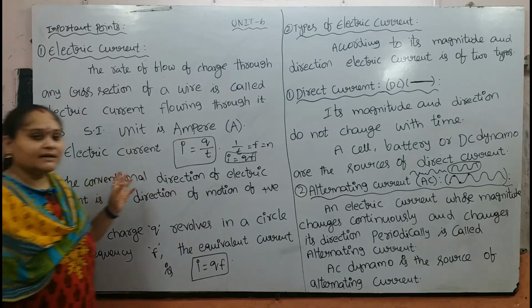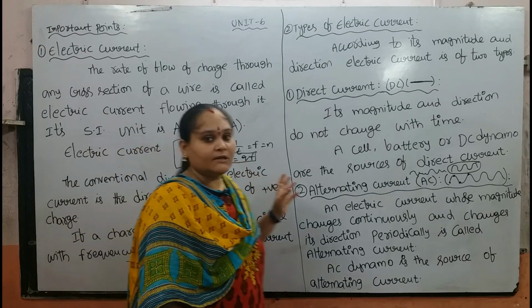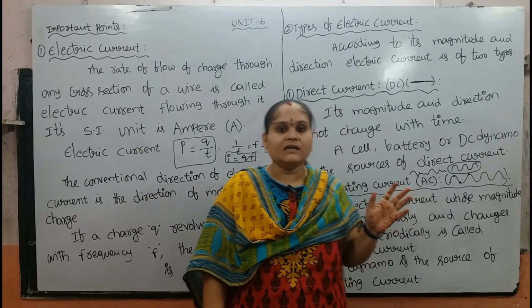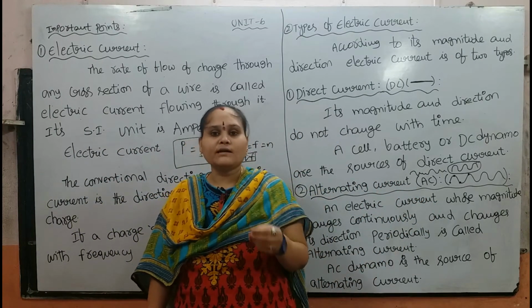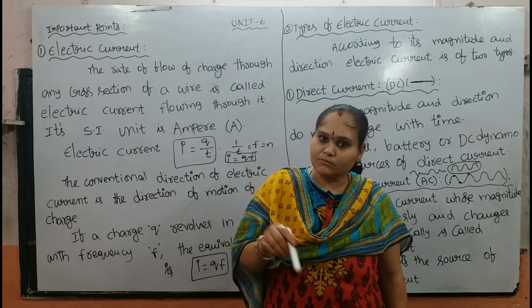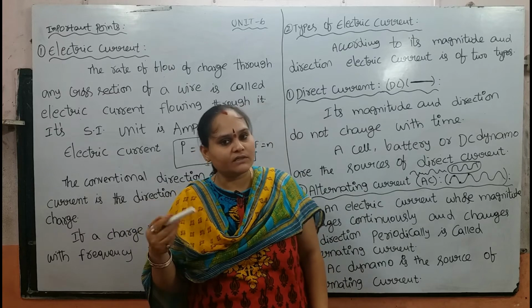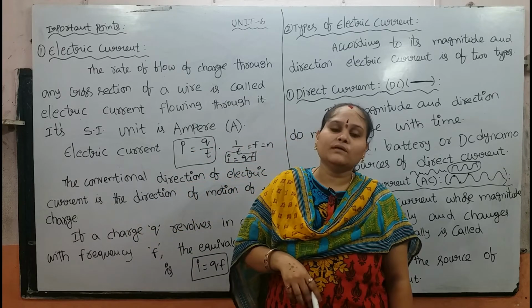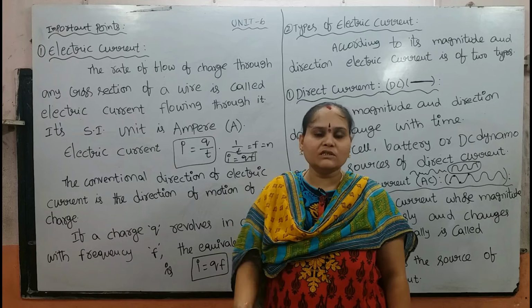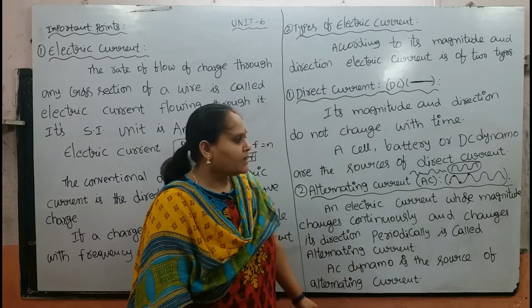The conventional flow of charge is along the positive direction, and we are considering a charge Q moving in a circular motion and it having frequency F. Then the electric current I will be converted into I equal to QF. That formula will be mostly used in our problems.